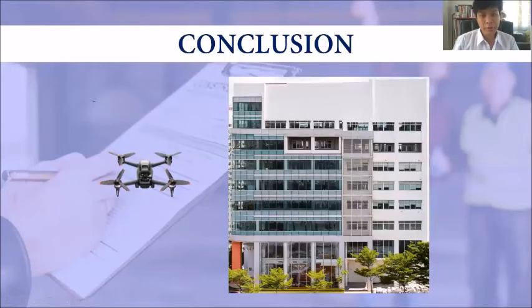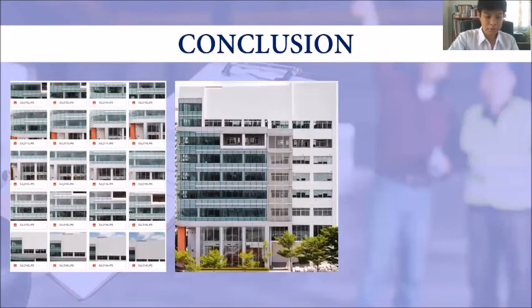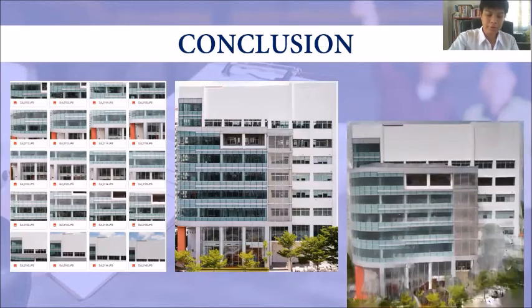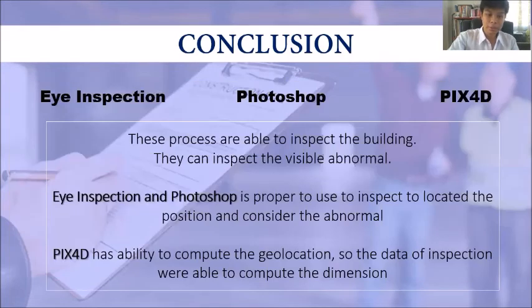This project uses the benefits of UAV to do the building inspection. In this case the study is a feeble building. We do the three processes: eye inspection, inspection by the photo from Photoshop, and inspection by the photo with Pic4D. So these three processes have different benefits.